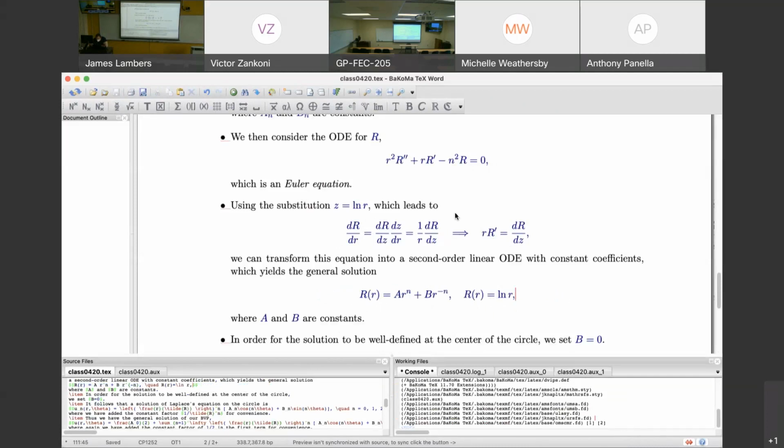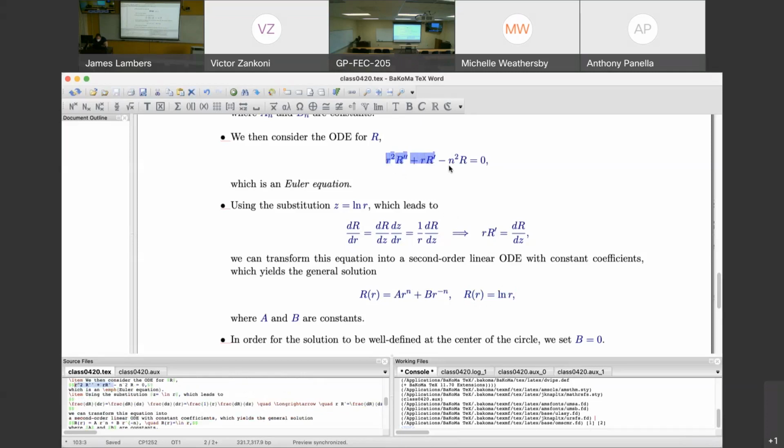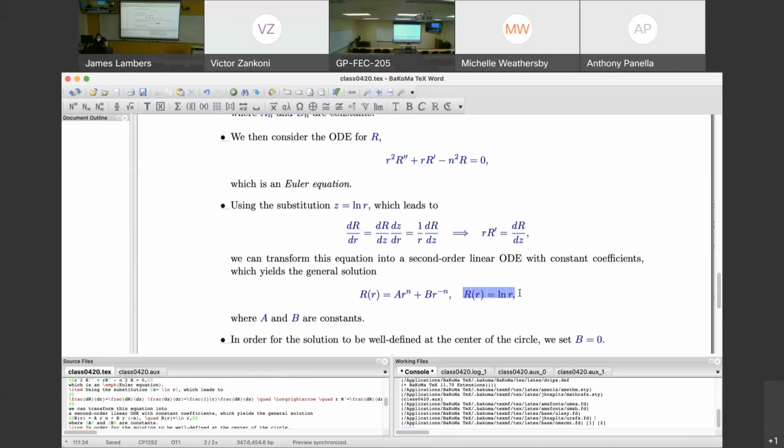So if n is 0, then we have r squared R double prime plus r R prime equals 0 as our ODE. Of course, the derivative of natural log of r is 1 over r. And then, if I take the second derivative, I'm going to get minus 1 over r squared. So if I substitute natural log of r in here, ignoring this because n is 0 anyway, it will satisfy. Now, for the interior Dirichlet problem, I still needed to exclude this because it is undefined at the origin. But for the exterior Dirichlet problem, we're not dealing with the origin, so this is a solution that we should account for.